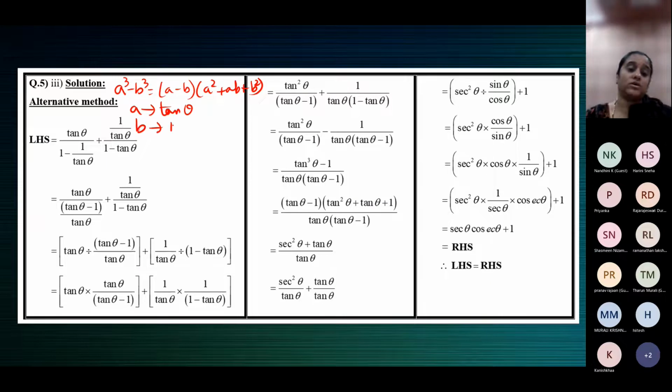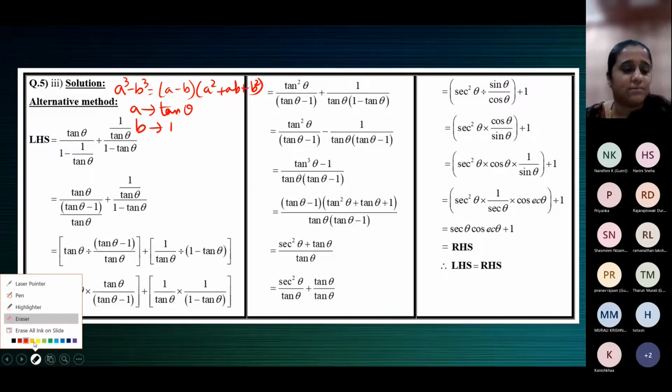You can make a note of this on the side here, in case you have a doubt. So the numerator is a cube minus b cube, which by the identity is a minus b, a square plus ab plus b square, divided by the denominator as it is.